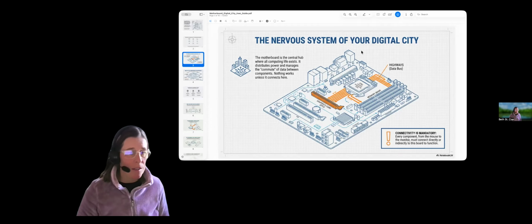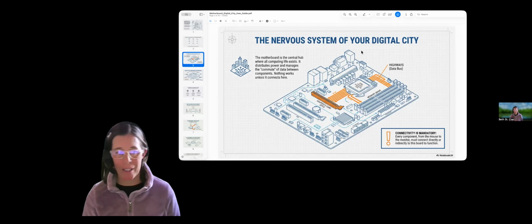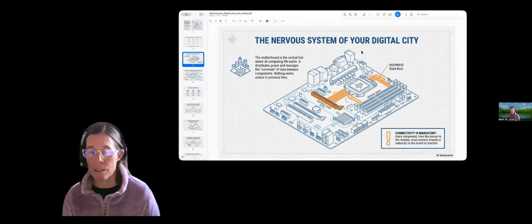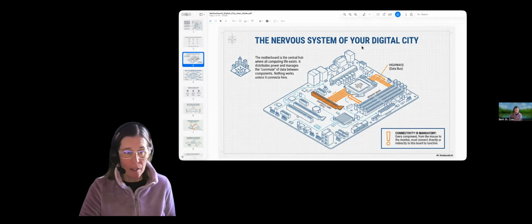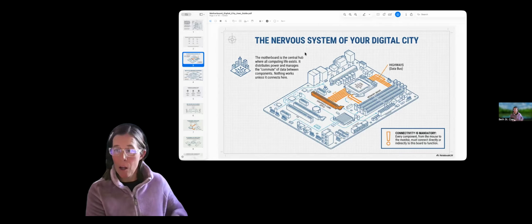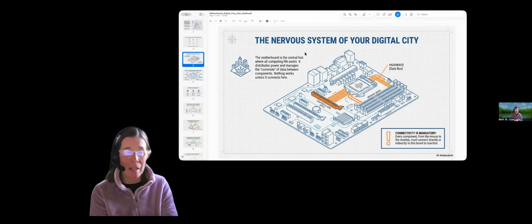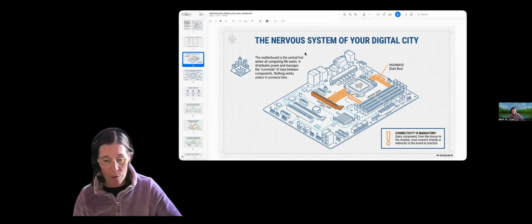We have that nervous system. Again, you could think of the body as your analogy. In this case, from now on, I'm going to stick to the city analogy. So let's think about it as a digital city. The motherboard is that central hub where everything sits. It's distributing power and it's managing the data, so managing the commute of the data. Without the motherboard, without things connected to the motherboard, those components don't work.